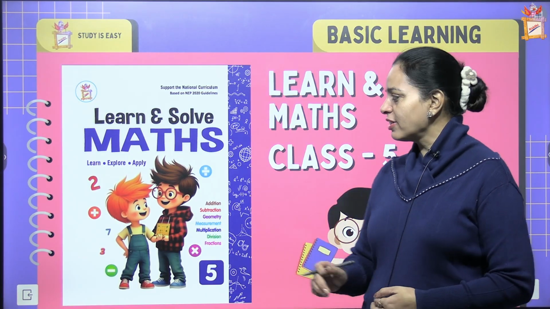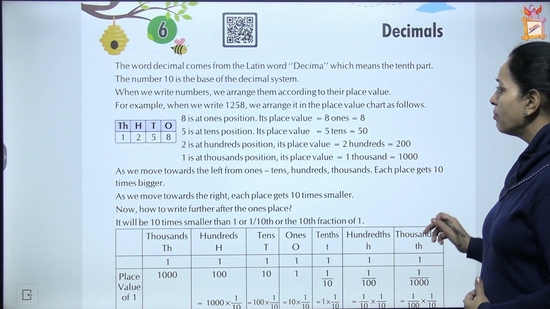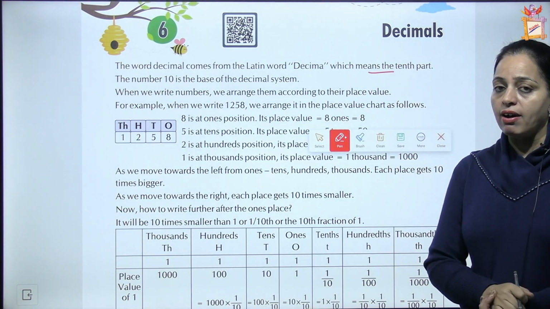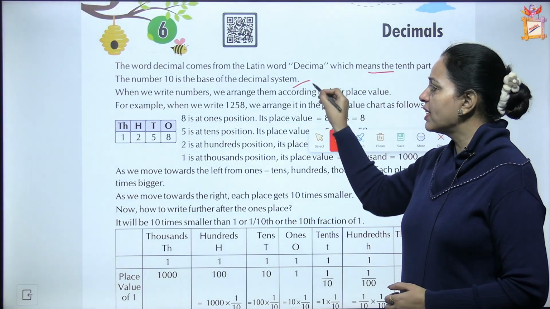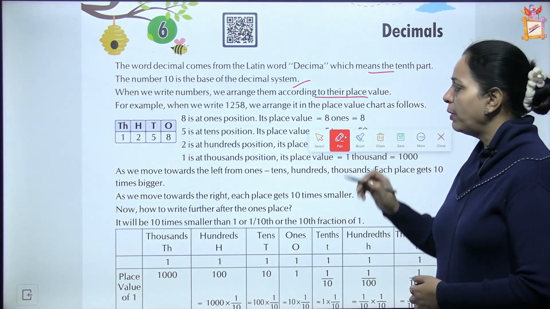So let's start. Chapter 6, Decimal. The word decimal comes from the Latin word decima, which means the 10th part. The number 10 is the base of the decimal system. When we write numbers, we arrange them according to their place value.